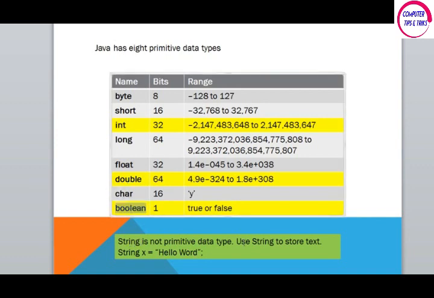Now string is not a primitive data type, but you use string to hold text values, that is String x equal to hello world or any text values. You will not be using byte, short, and long. You can use long if you have like a really long whole number. And for all decimal places, you can use double instead of a 32-bit float. So once again, you will mostly use integer to hold a whole number, a number without any decimals, or you can use long, and for using decimal, use double, for text, use string, for true or false value, use boolean.